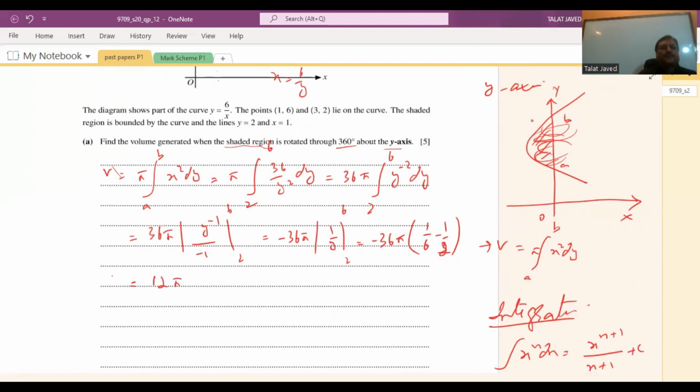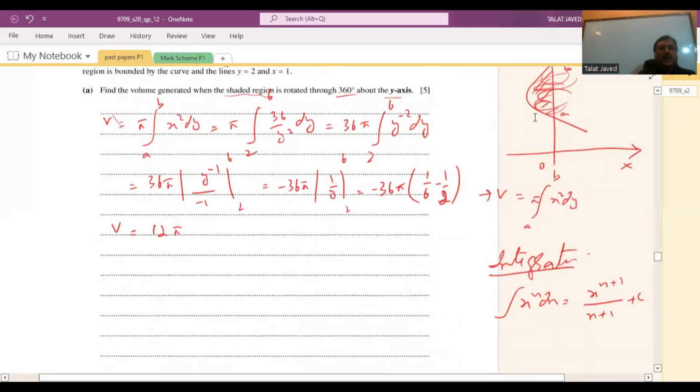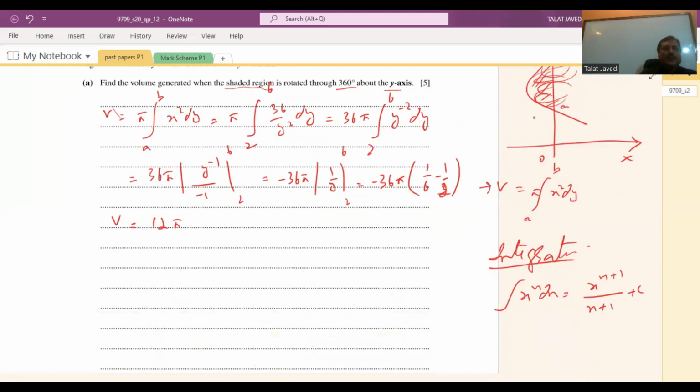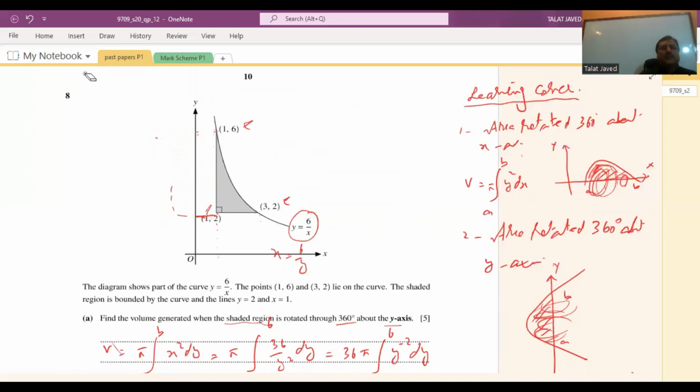But this 12 pi includes the volume of this region, which is a cylinder. So we have to subtract the volume of the cylinder from this. The volume of a cylinder is pi r squared times height. This is the formula of volume of a cylinder. So you can see from this diagram the radius of the cylinder.